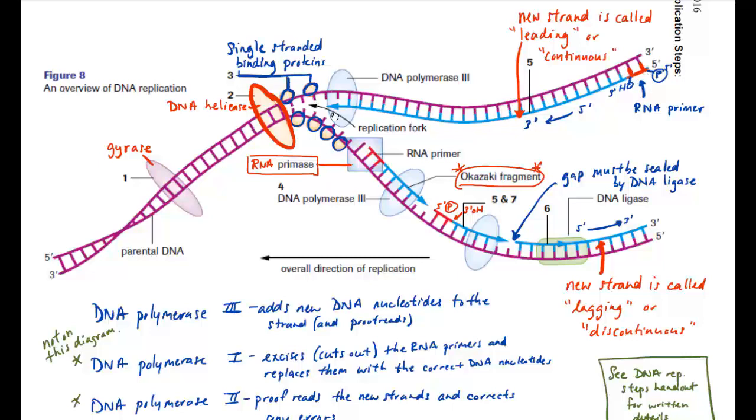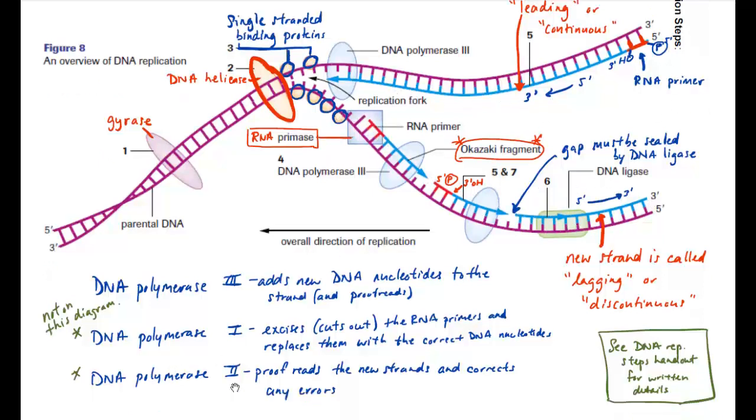It's also going to proofread as it does that. And then finally, you're going to have to join the gaps in the phosphodiester bonds with the DNA ligase, and then proofread one more time on both strands with the DNA polymerase 2.